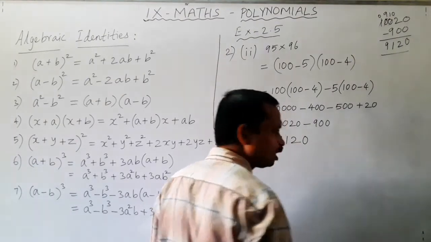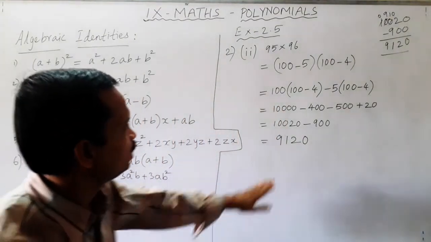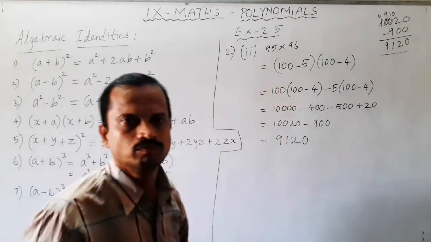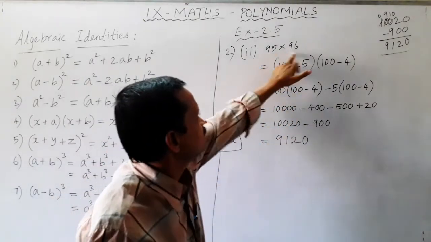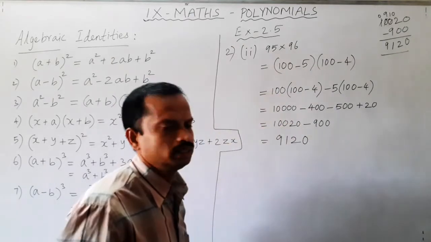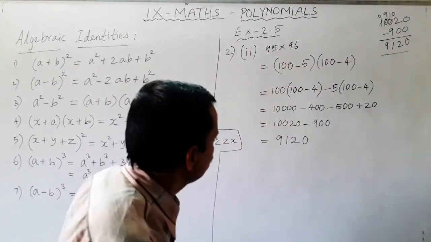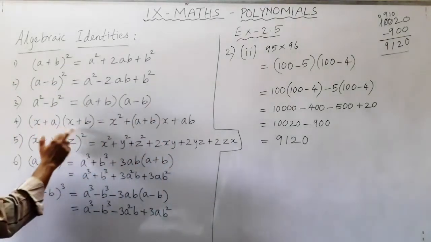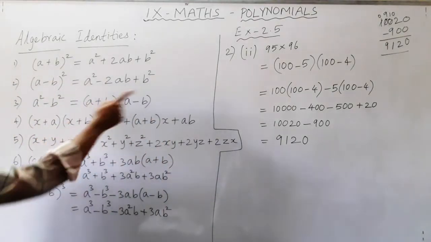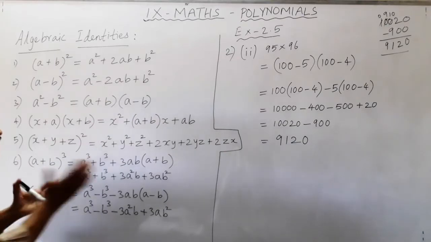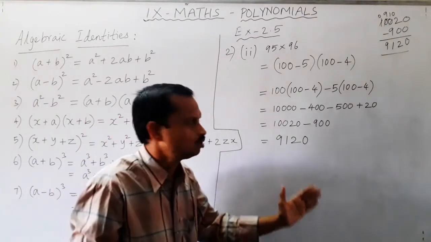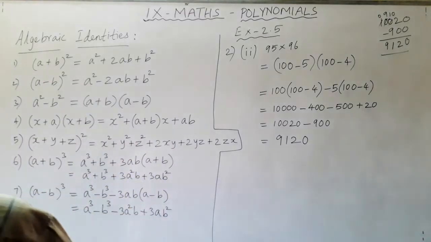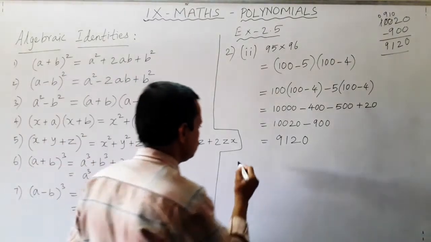So 9120 is the final value of 95 into 96. So this is the simple form. Clear? So without multiplying directly, you are using the simple form. I think this is better than applying this identity. So this is the identity applicable there, but I think this is easy. Okay. So now coming to the next step, 104 into 96, option 3.